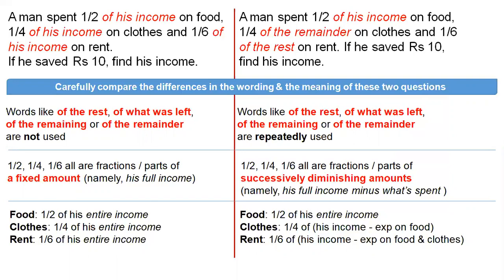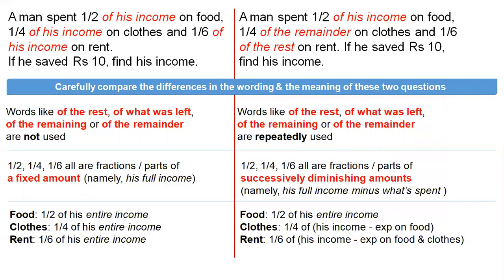Now look on the right side, a similar problem with a few words changed, but the meaning is completely different. A man spent 1/2 of his income on food, 1/4 of the remainder on clothes, and 1/6 of the rest on rent. He saved ₹10, find his income. Now carefully compare the differences in the wording and the meaning.